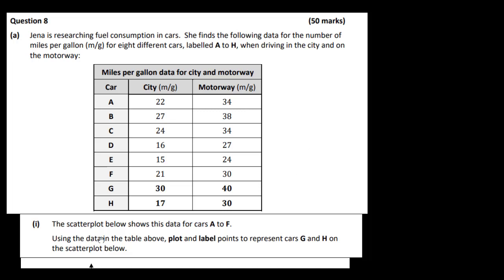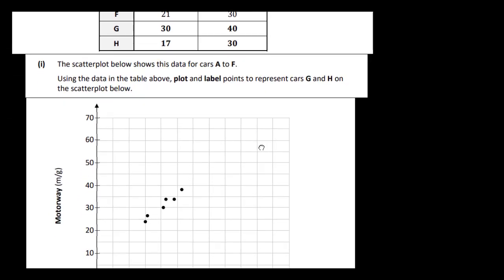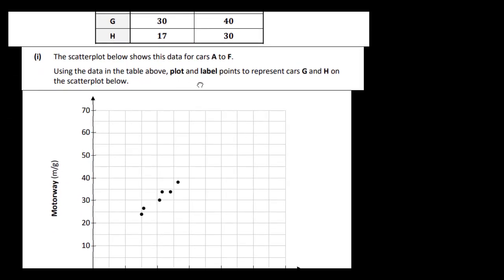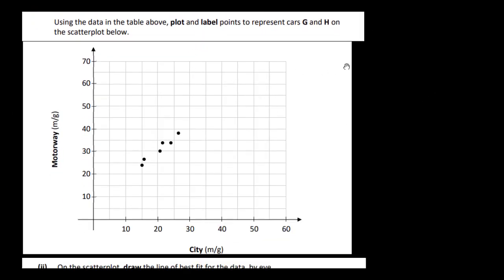The scatter plot below shows this data for cars A to F. So they've only plotted down as far as here. Using the data in the table above, plot and label points to represent cars G and H on the scatter plot below. Okay, so G is, let's see, 30 city, 40 motorway. So that's going to be 30 in the city, 40 in the motorway. That's going to be here.